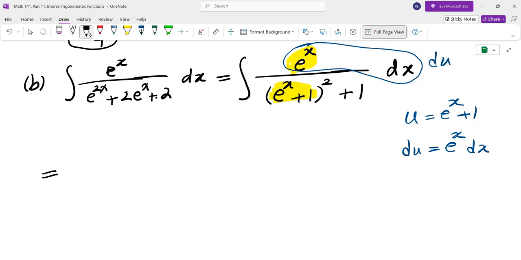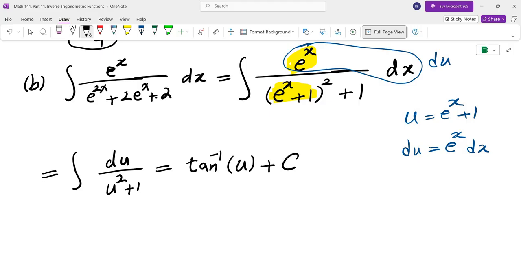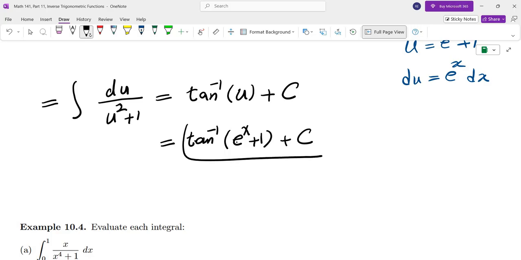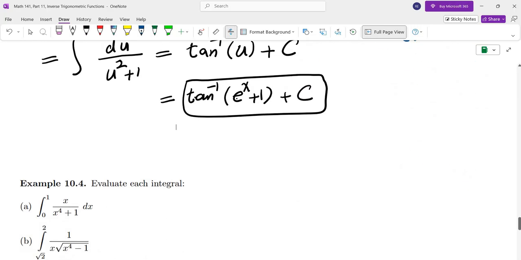So this becomes the integral of du over u squared plus 1. And we just saw that the integral of that is tan inverse of u plus c. And eventually we'll have to write down our answer in terms of x. So this would be tan inverse of (e to the x plus 1) plus c. So this is the answer to this part of the problem.